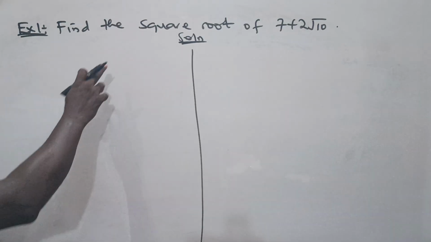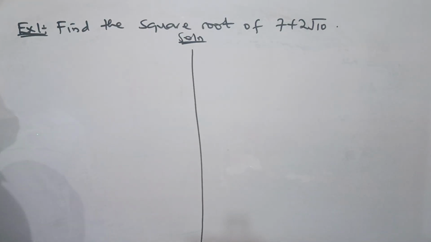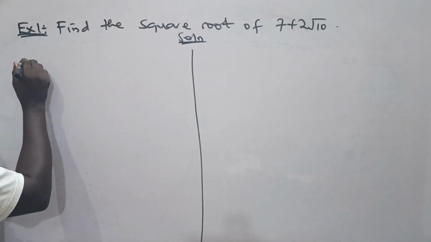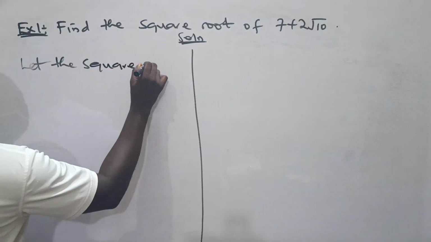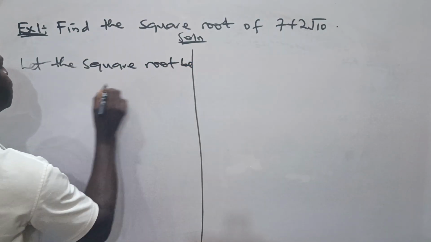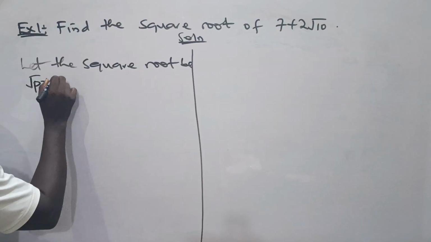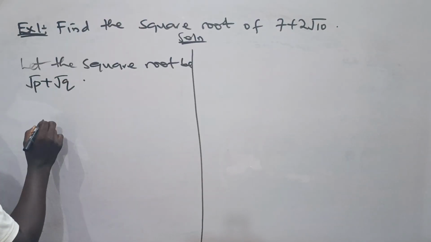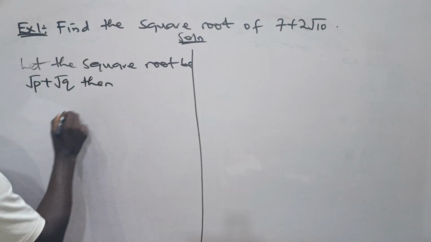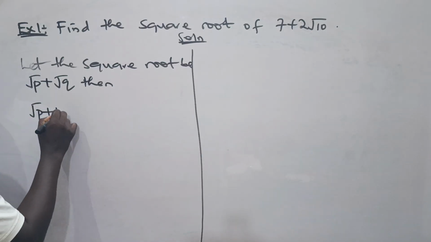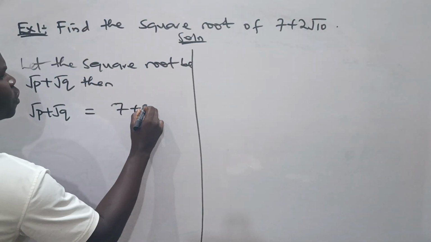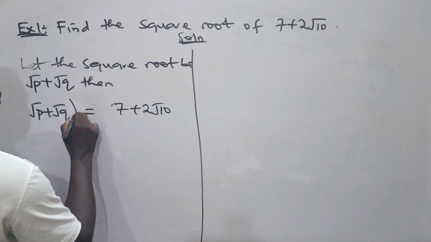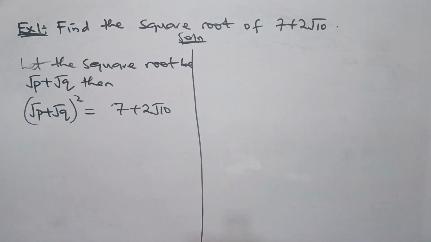Good day. We are asked to find the square root of 7 plus 2 root 10. So we say, let the square root be square root of p plus square root of q. Then the square root of p plus square root of q is equal to 7 plus 2 root 10. We find the square of this.